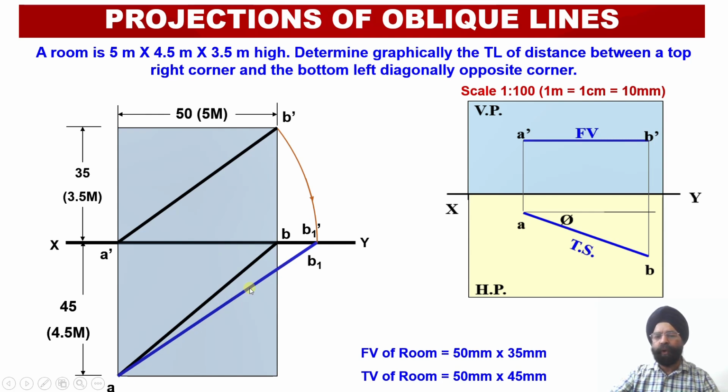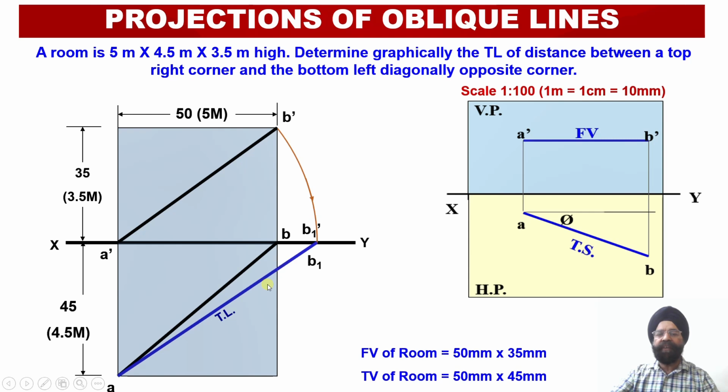But AB1 is the true length of the line in the plan, so this we have drawn with blue color over here. So this is the true length of the shortest distance between the two diagonally opposite corners A and B of this particular room. So we have obtained the true length of this line or the string which is going to join these two diagonally opposite corners of this room in the top view.